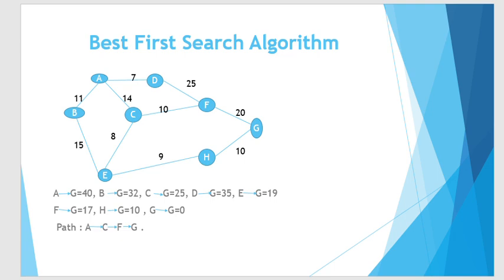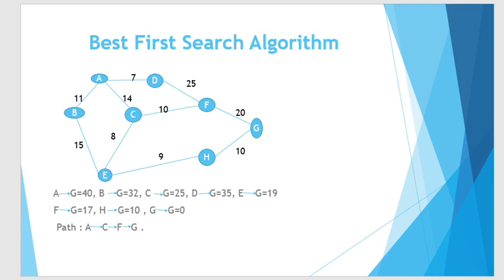Now see, we are going to E, and E is taking you to the goal state with a value of 19, and F is taking you to the goal state with a cost of 17. A is taking you to the goal state with a cost of 40. So which is the minimum of all of them? From all of them, F is minimum.